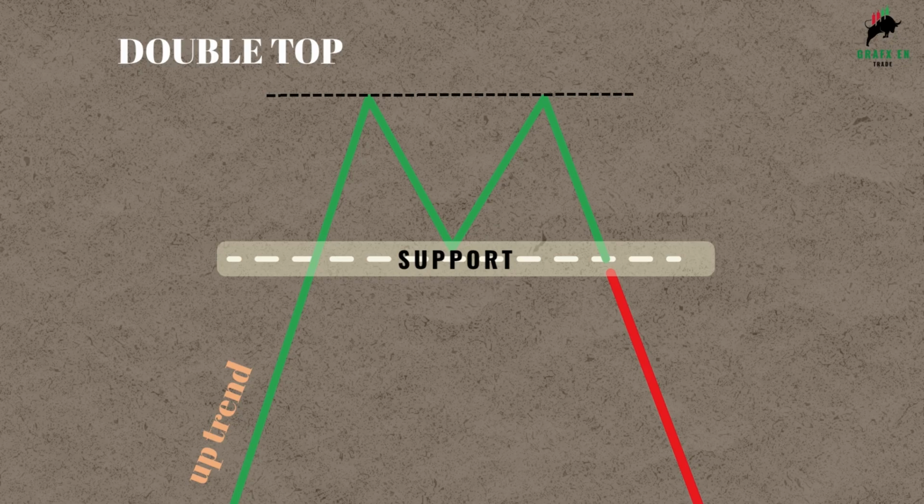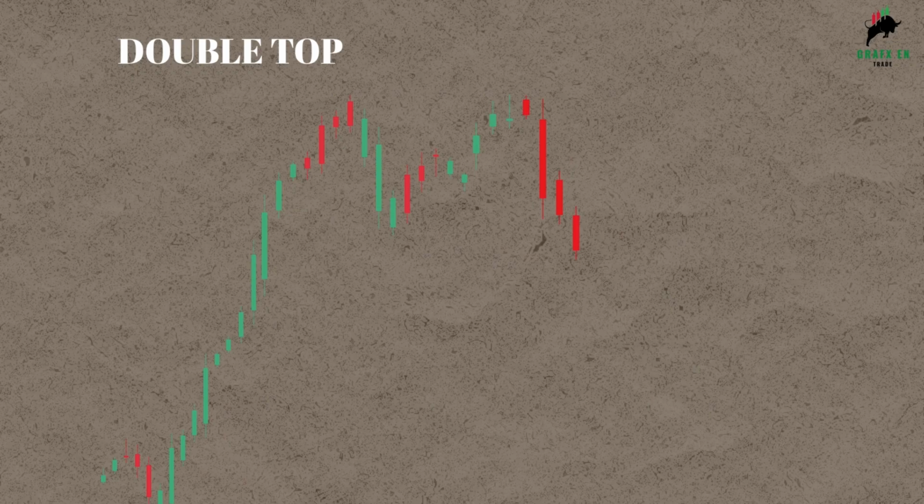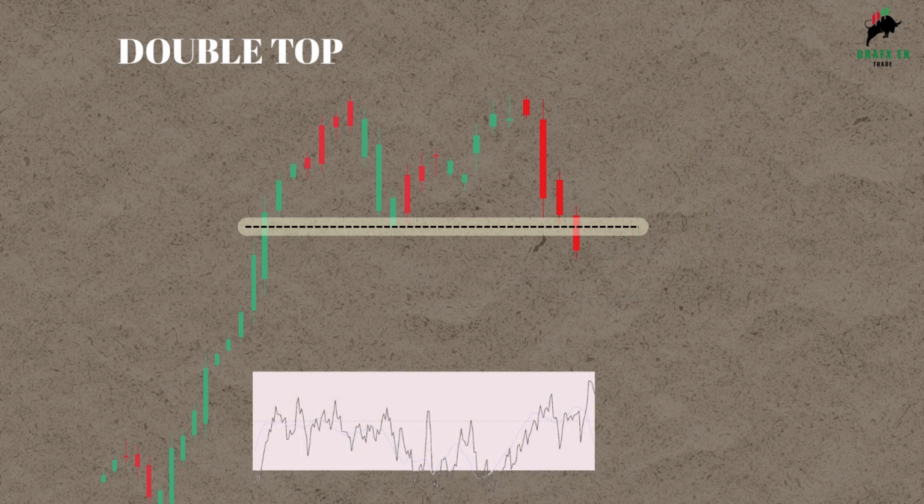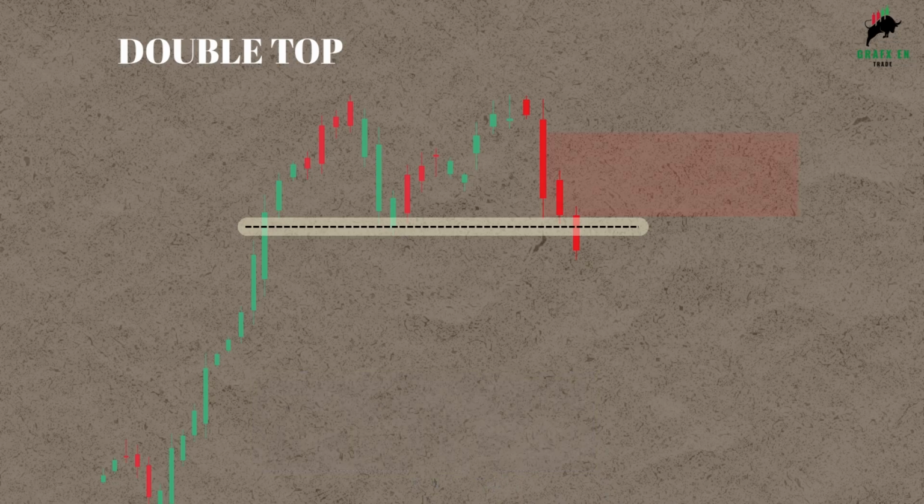The neckline is the support level between the two bottoms. If price breaks below this line, the reversal accelerates. But beware, false breakouts are common. Sometimes price briefly breaks the neckline and then pulls back. That's why confirmation with volume increase, candle close, and other technical indicators is crucial. Stop loss should always be placed just above the neckline.